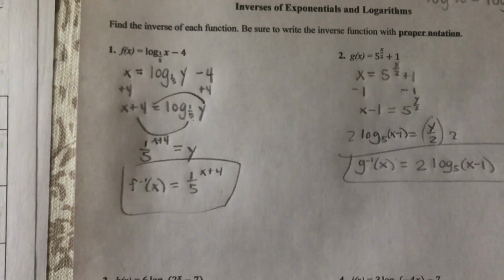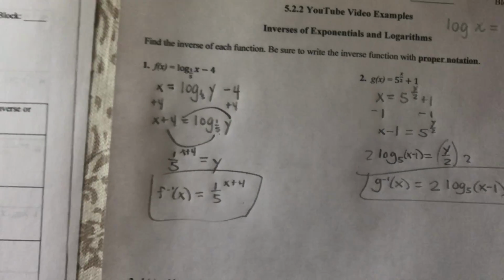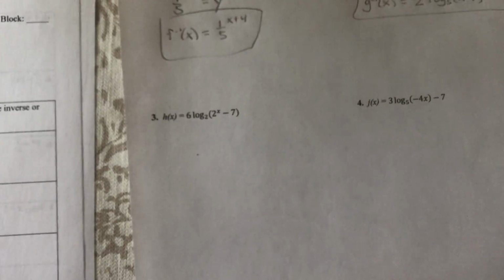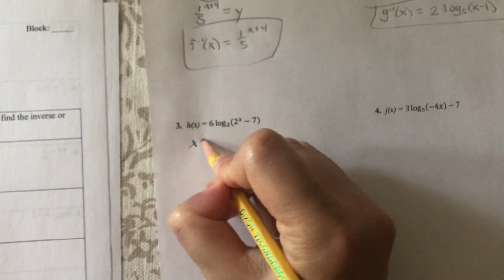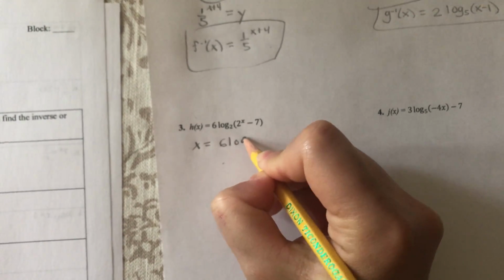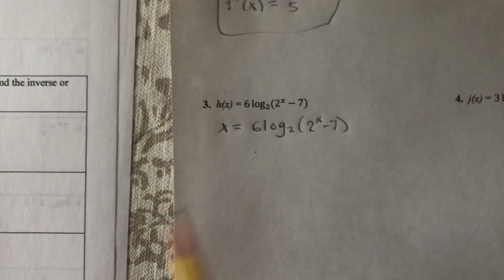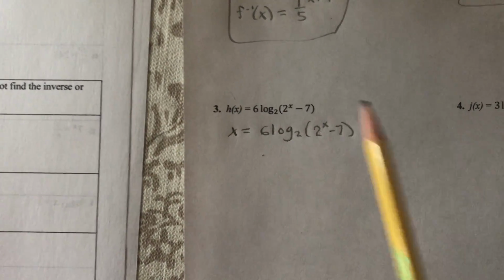Done. Okay, so if you're pretty comfortable with this, you can move on to your number 3 on your packet, but I'm going to do 2 more examples. So again, switch x and y. 2 to the x minus 7. My log is not alone. Remember, 2 to the x minus 7 is inside the log.